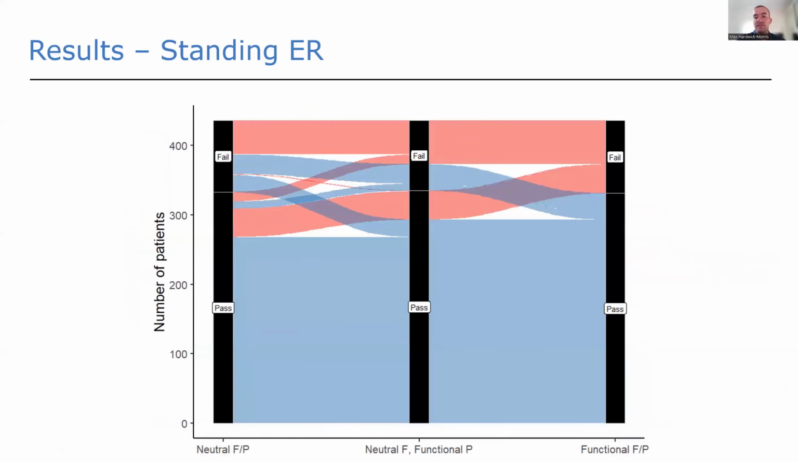We can also visualize this using an alluvial plot, where each black column reflects a different bony alignment and is split into pass and fail. The red corresponds to patients who fail the functional pelvis and functional femur simulation, which we consider the gold standard, whereas the blue corresponds to patients who pass the functional pelvis and functional femur simulation. This plot allows us to visualize how patients transition into and out of simulation fails based on which bony alignment is simulated.